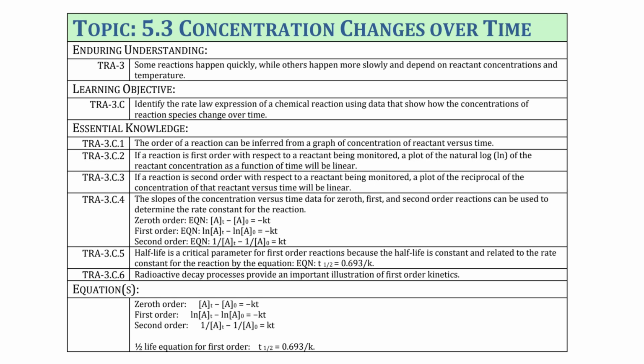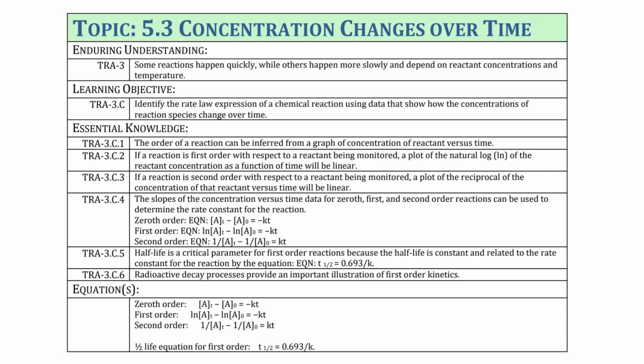Dr. B here. So this is topic 5.3, concentration changes over time. One of the objectives for this topic is to be able to identify the rate law expression of a chemical reaction using data that shows how the concentration of reactant changes over time. There are three different types of orders listed, the 0, first, and second, and they each have specific equations that need to be known.